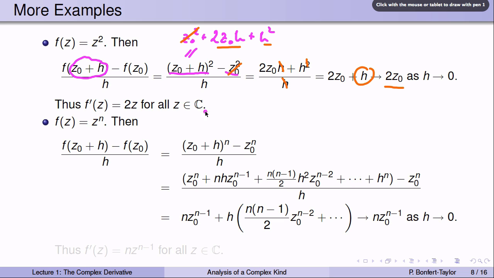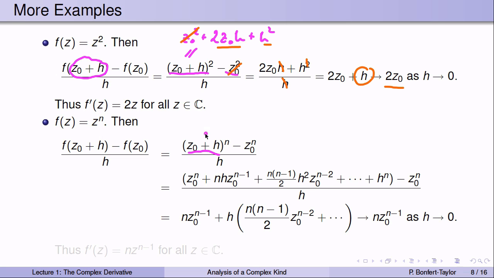Let's look at another example. f of z equals z to the n. So the function takes an argument and raises it to the nth power. Therefore, the difference quotient becomes f of z0 plus h, which is z0 plus h to the nth power, minus f of z0, which is z0 to the n, divided by h.